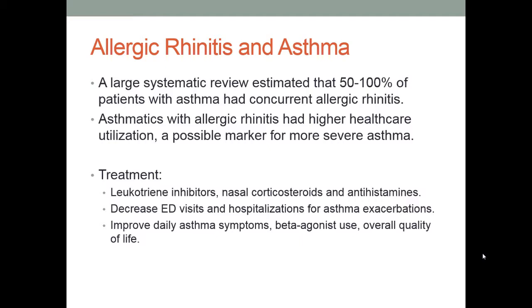There have been other studies, as we know, that leukotriene inhibitors, such as Singulair that we use for asthma, as well as nasal corticosteroids and antihistamines, all improve allergic rhinitis symptoms and can actually improve the daily asthma symptoms, beta agonist use, and overall quality of life of asthmatics based on questionnaires.